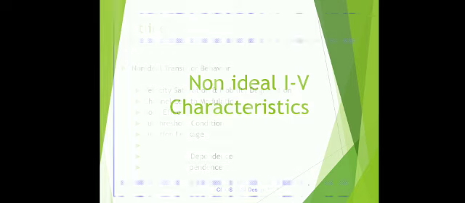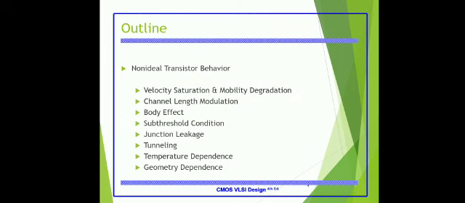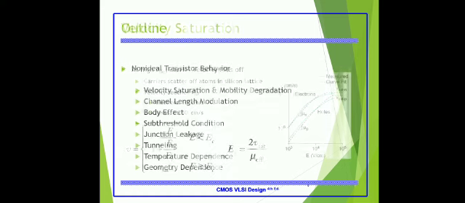So in the non-ideal IV characteristics, first, non-ideal transistor behavior includes velocity saturation, mobility degradation, channel length modulation, body effect, subthreshold condition, junction leakage, tunneling, temperature dependence and geometry dependence.